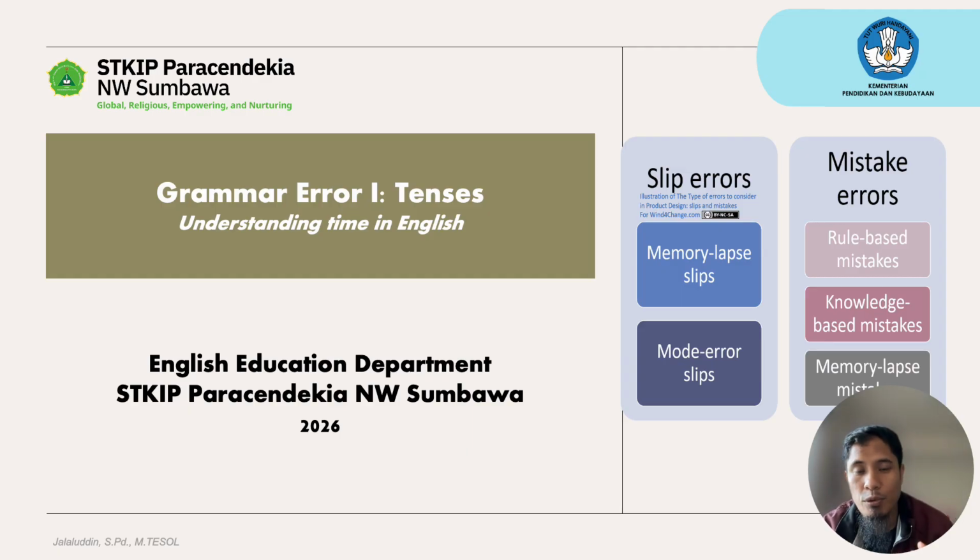So small changes in verb forms, such as go, went, or has gone, can change the meaning of a sentence completely. So before we look at the specific examples, let's first think about an important question. Why are verb tenses difficult for many English learners in Indonesia? So let's explore that in the next slide.